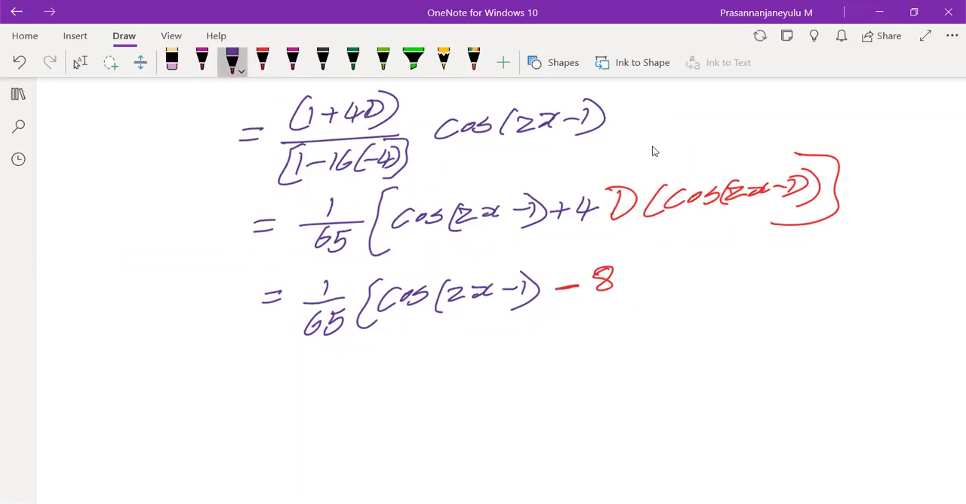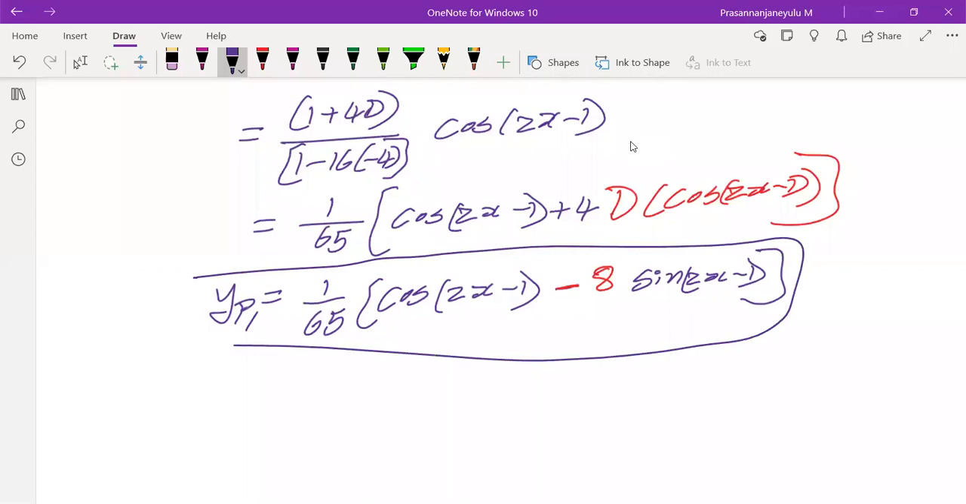Now I am writing with a different color. That means you people have to understand that we are doing simplification directly. Okay, sine of 2x minus 1. So this is our which one? We got simply yp1. Now in the same manner we have to go for yp2 and yp3.